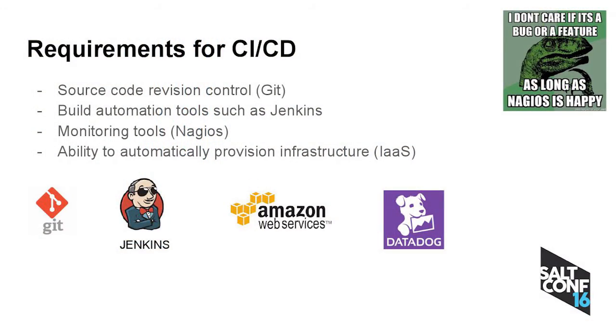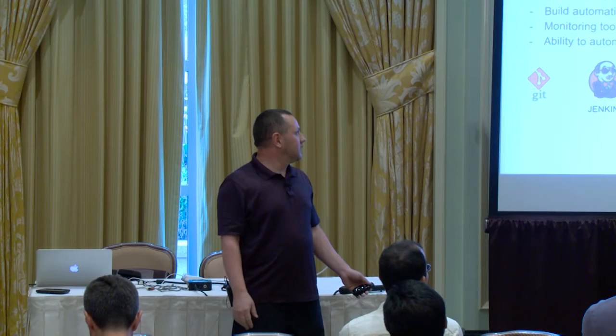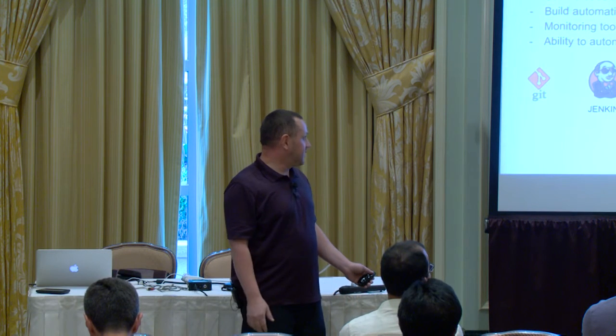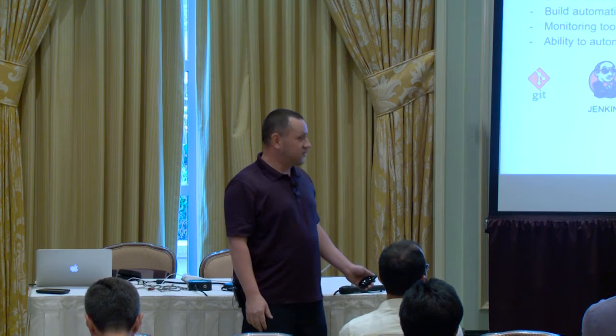Okay, so what are some requirements for CI/CD? Number one, you need some sort of revision control system. You need build automation like Jenkins, Bamboo, TeamCity, whatever else. You need some sort of monitoring. I hope you're not using Nagios. Anybody using Nagios? Only three.